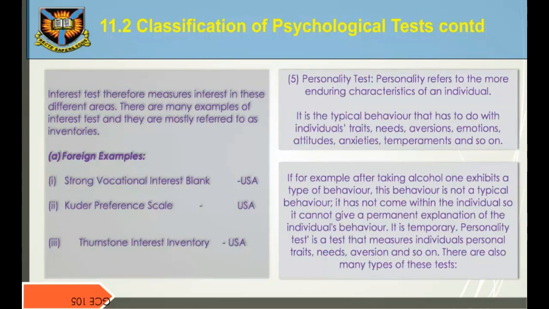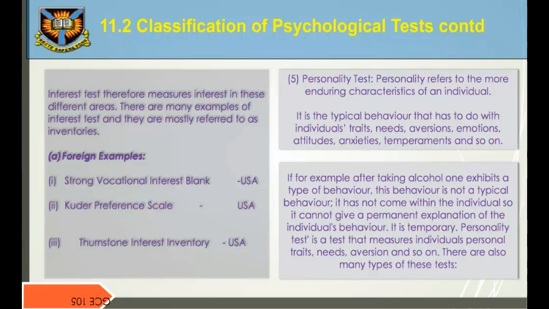There are many examples of interest tests and they are mostly referred to as inventories. Then following examples: 1. Strong Vocational Interest Blank, the USA. 2. Kuder Preference Scale, USA. 3. Thurstone Interest Inventory, USA.